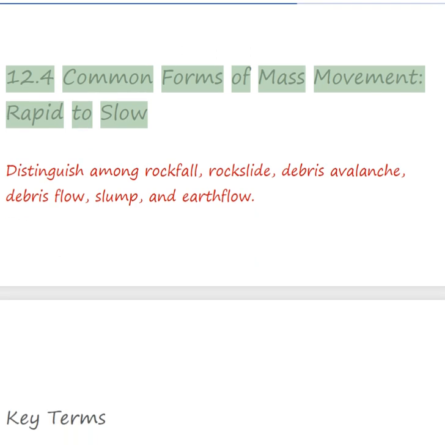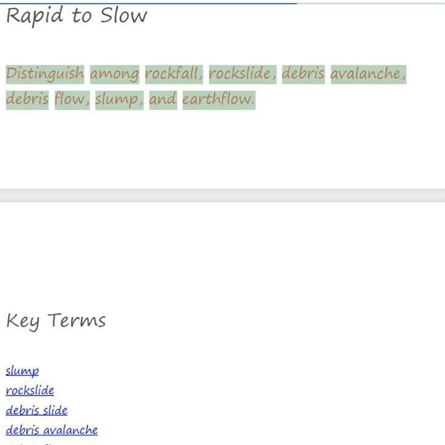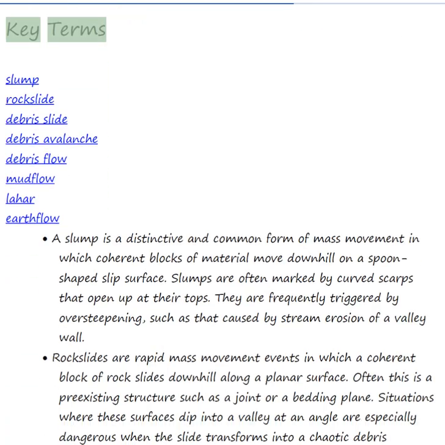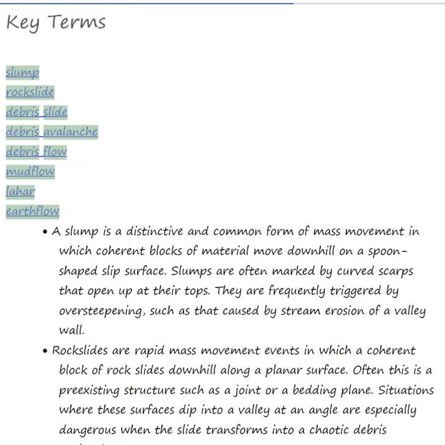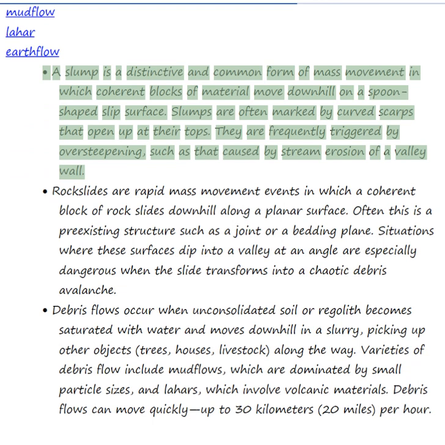12.4 Common forms of mass movement, rapid to slow. Distinguish among rockfall, rockslide, debris avalanche, debris flow, slump, and earth flow. Key terms: slump, rockslide, debris avalanche, debris flow, mudflow, lahar, earth flow. A slump is a distinctive and common form of mass movement in which coherent blocks of material move downhill on a spoon-shaped slip surface. Slumps are often marked by curved scarps that open up at their tops. They are frequently triggered by oversteepening, such as that caused by stream erosion of a valley wall.